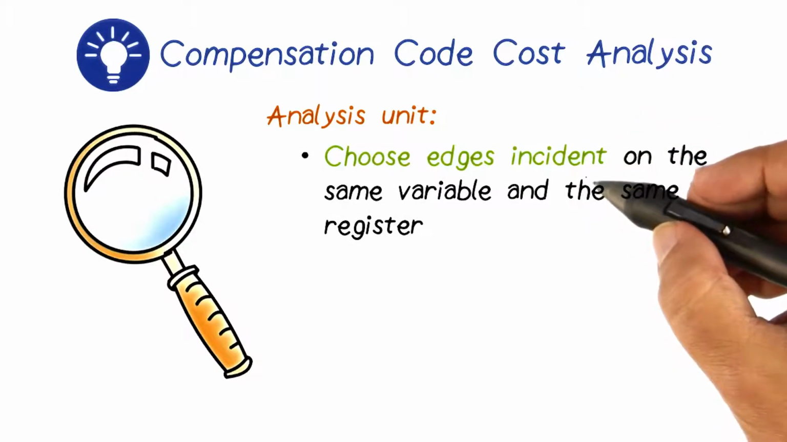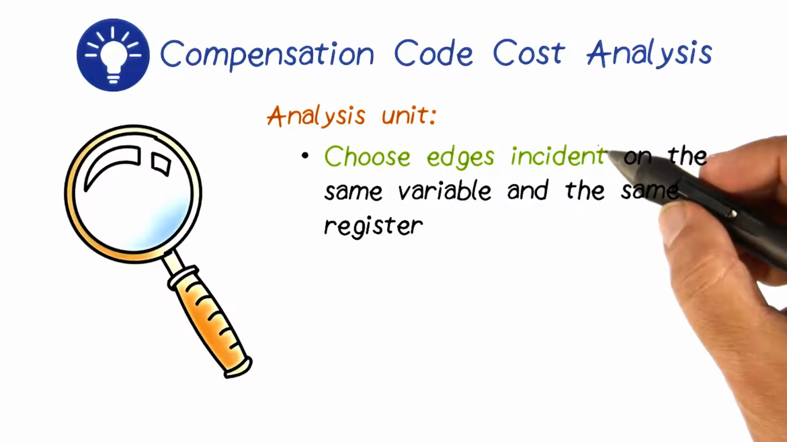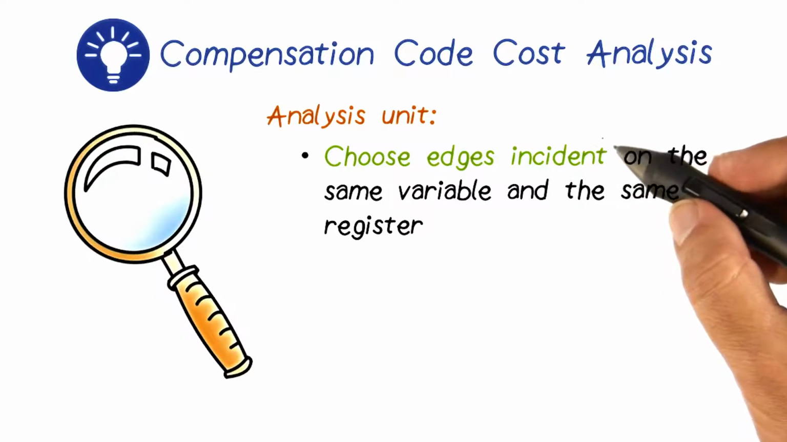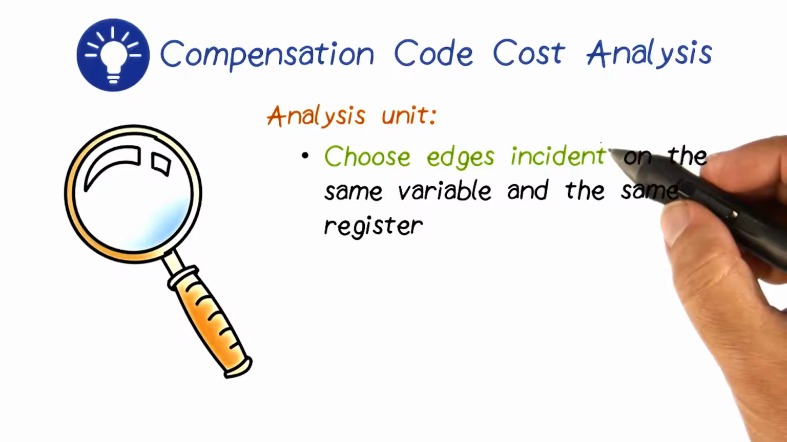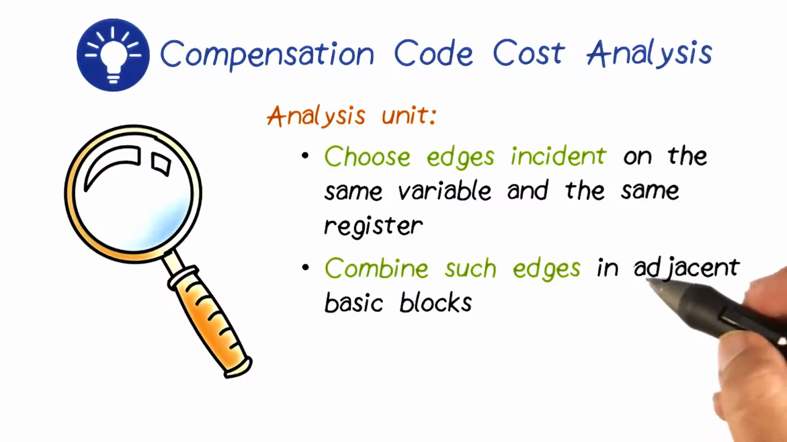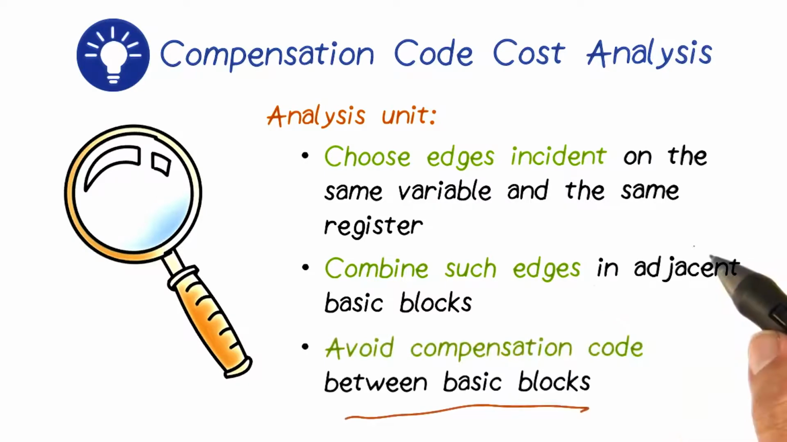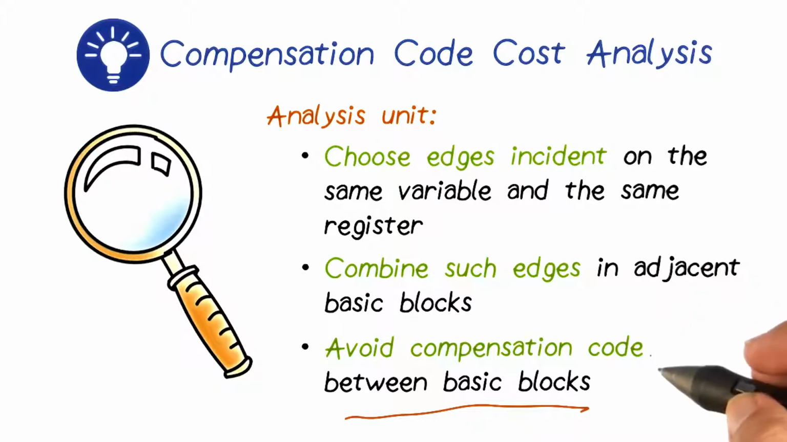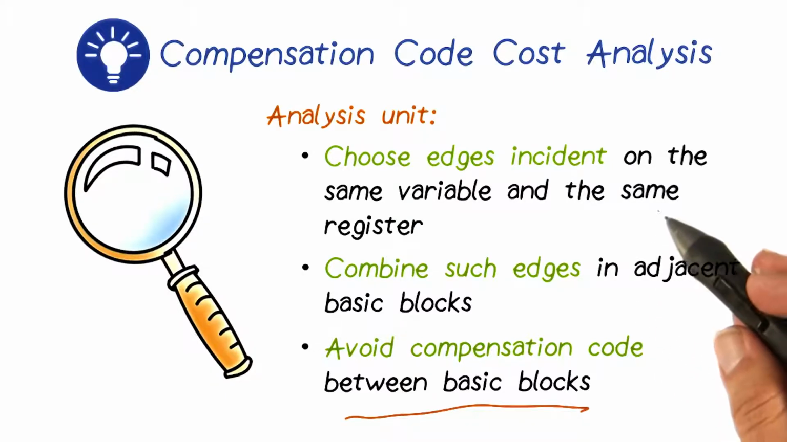So the first thing we need to do is to choose an analysis unit. What we do here is we choose the edges which are incident on the same variable and the same register, and then we combine such edges in adjacent basic blocks. Why are we trying to combine such edges between the adjacent basic blocks? Well, the main idea here is to avoid the compensation code. For example, if we give the same register to the same variable on two adjacent basic blocks, we don't need to do anything in terms of compensation code, and that avoids that particular cost. So that is what we are trying to look at first.